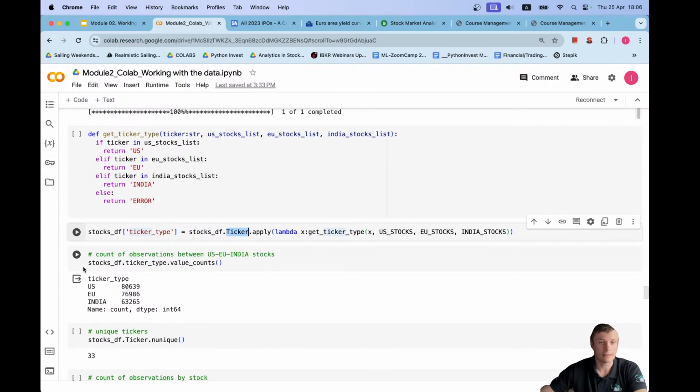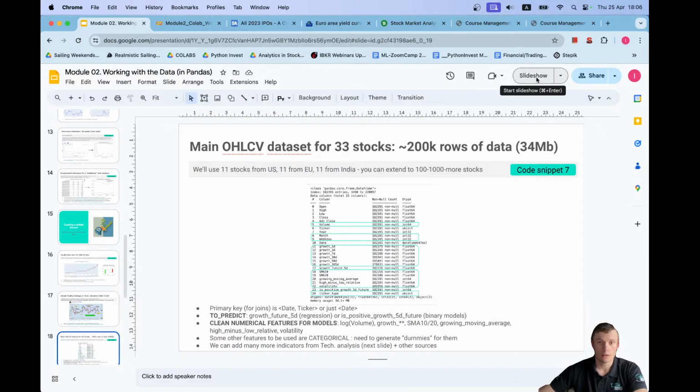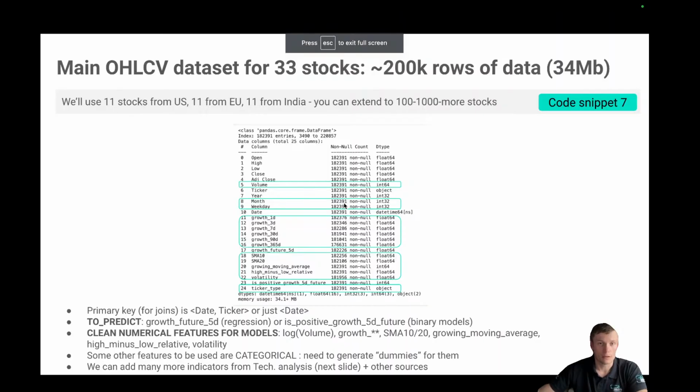And you can see here that there are approximately a similar number of records for 3 different markets. So I also highlighted some of the fields which can be used directly in your models without further transformations. Definitely float fields for growth, SMA, volatility, they can be used straight away.